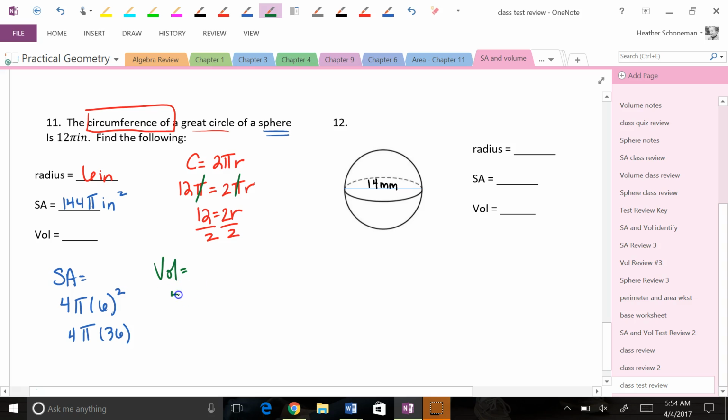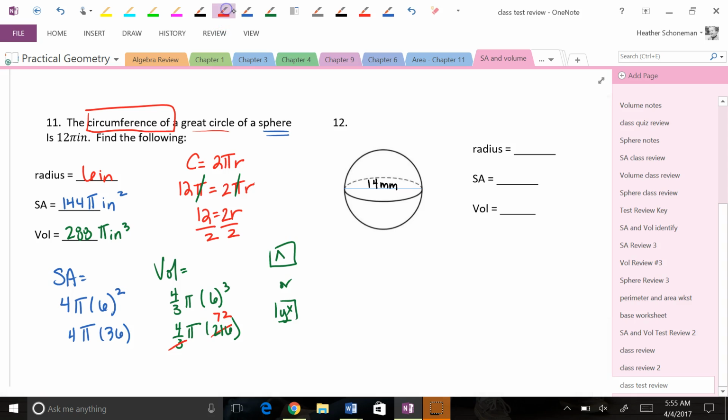Volume of a sphere, 4/3 pi times the radius cubed. So we get 4/3 pi, and we'll put that in our calculator. It's 6 cubed, 216. And remember, 3 goes into the radius, 3 goes into the radius cubed. 216 divided by 3 is 72, times 4 is 288. So you get 288 pi inches cubed.